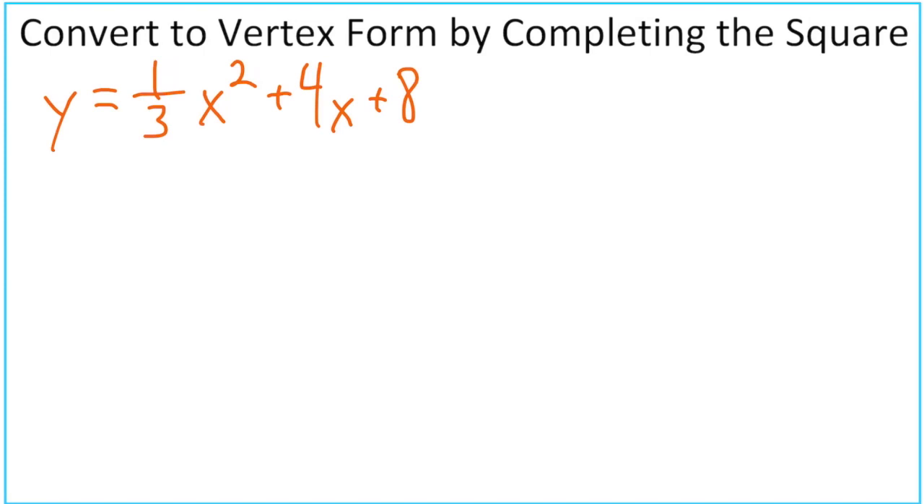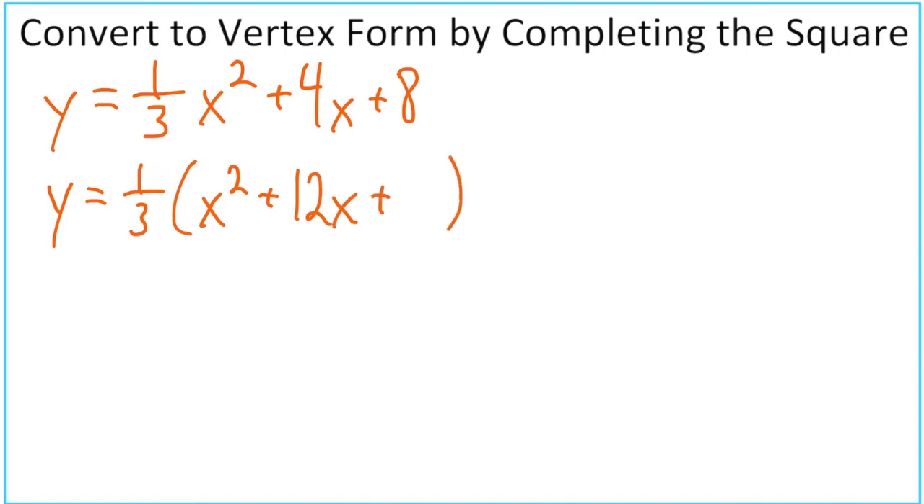This time, you notice that the a value is actually a fraction, but the procedure is going to be exactly the same. So our first step is to take the 1/3 and divide it out of 1/3 x squared, and then divide it out of 4x. I think it's easier to think, 1/3 of what number will give you 4? That would need to be a 12x.